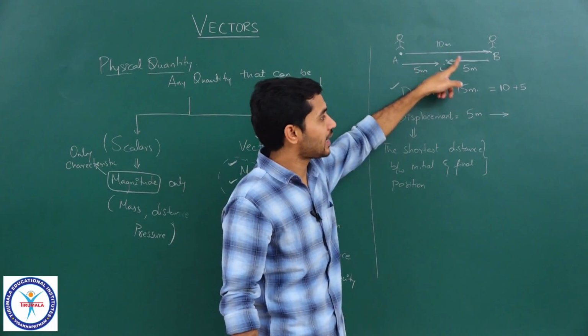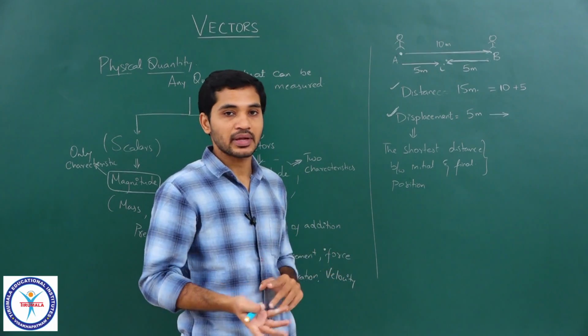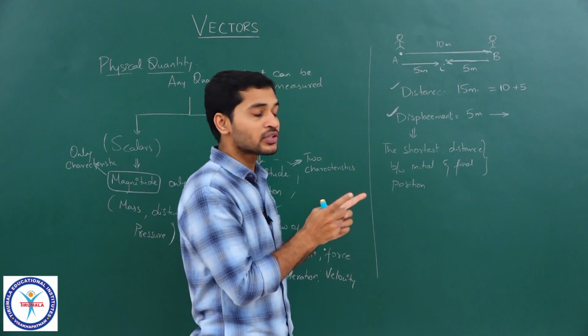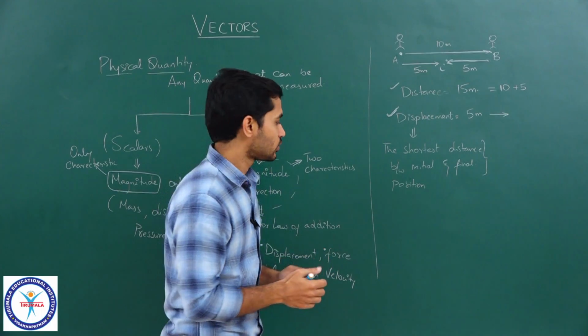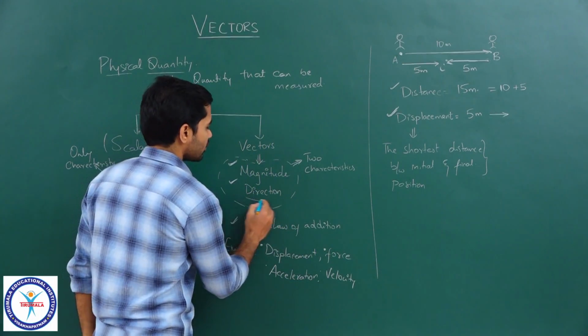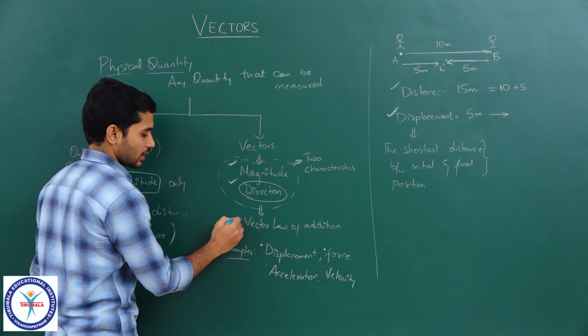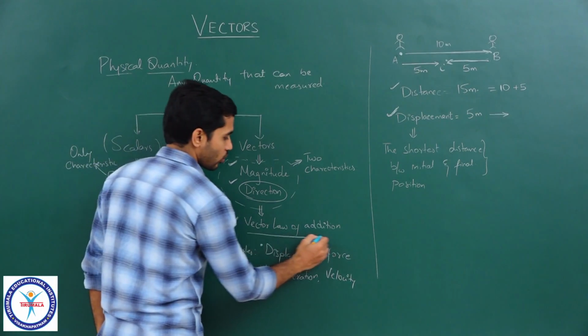So, here we directly add 10 plus 5, but here we can't directly add 10 plus 5 or subtract 10 and 5. It depends on what their direction is, clear? So, direction plays a very important role whenever we are dealing with vectors. That is what I have written here, vector law of addition.